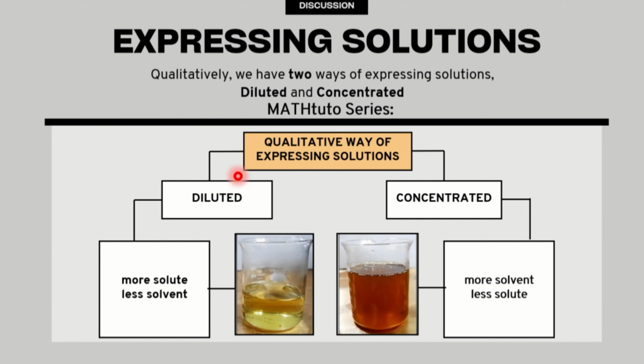When diluted, more solute and less solvent. It means if we have the salt solution, we have more salt than the water. And when concentrated, more solvent, less solute. In a salt solution, water is more than the solute, which is the salt.